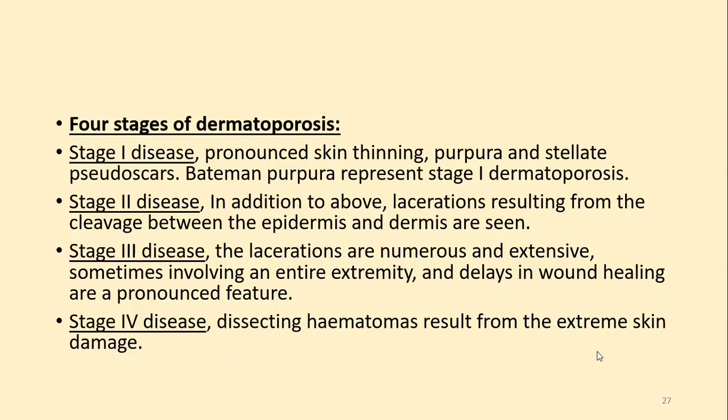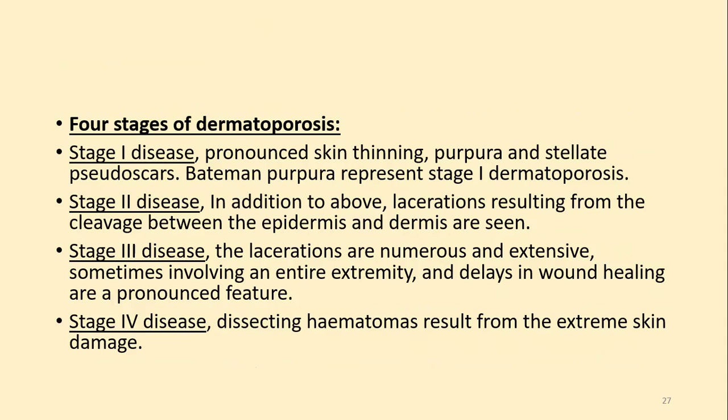There are 4 stages of dermatoporosis. In stage 1, there is pronounced skin thinning. There is purpura and stellate pseudoscars. The Bateman purpura is represented as a sign of stage 1 dermatoporosis.